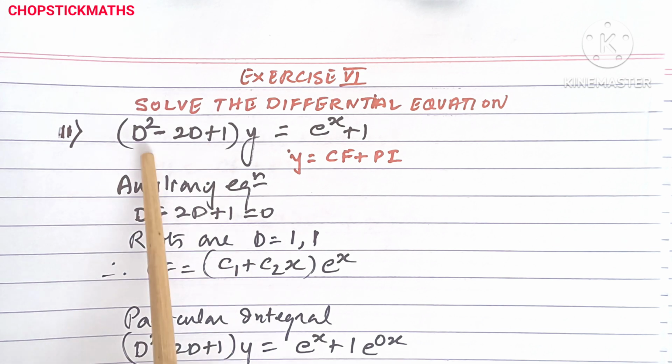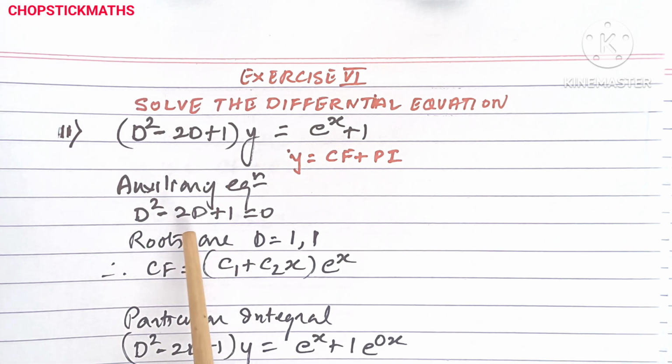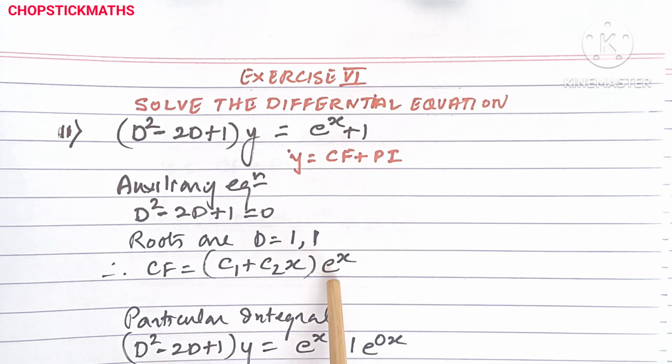Now here, consider this part of the differential equation, d square minus 2d plus 1, and let us equate that to 0. d square minus 2d plus 1 is equal to 0, and this is called the auxiliary equation. On solving, we get the roots, and the roots are d is equal to 1 comma 1. That is, the roots are rational and repeated. So the complementary function will be c1 plus c2x into e raised to x.